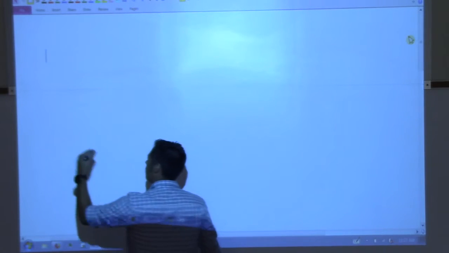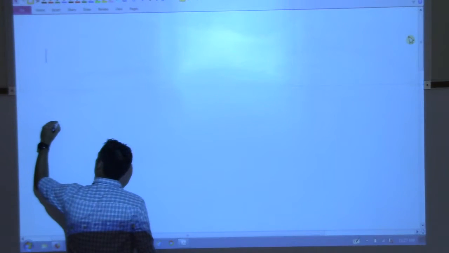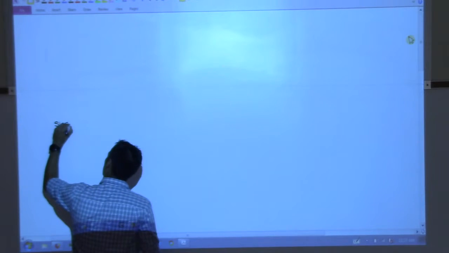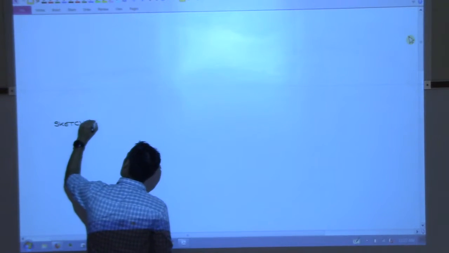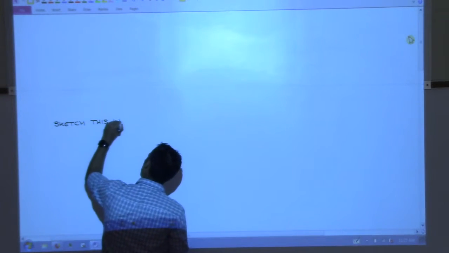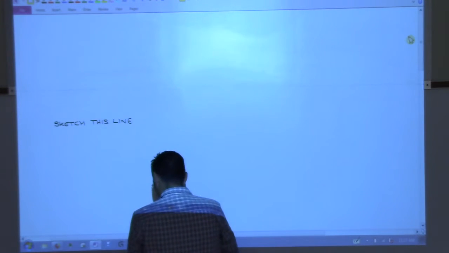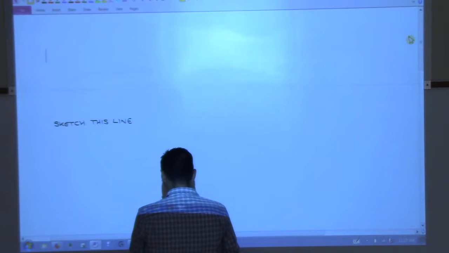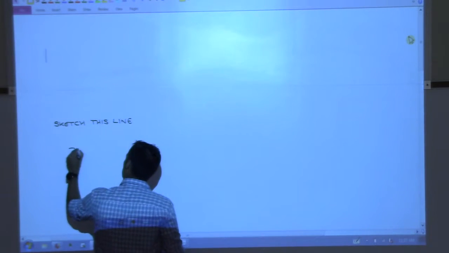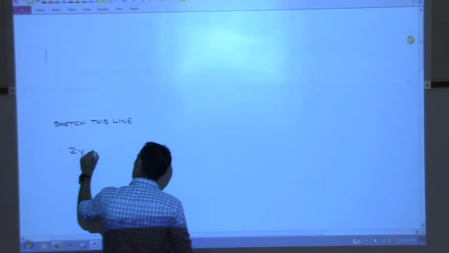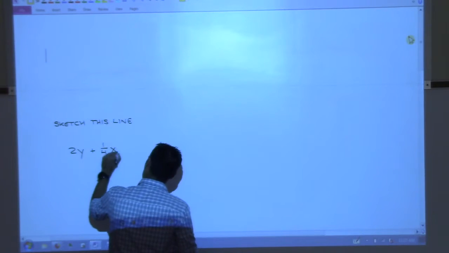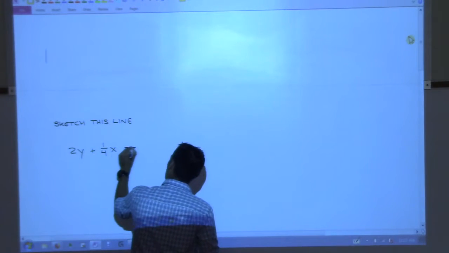I want us to sketch this line. And do this one. 2y plus 1/4 x equals -2.